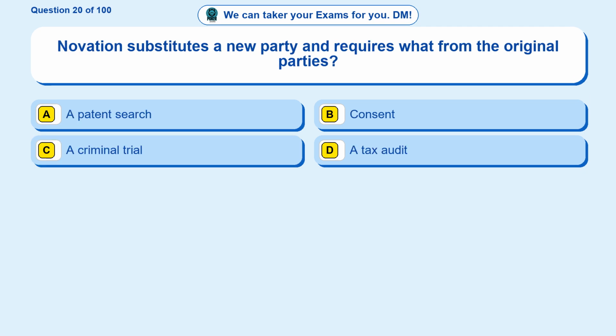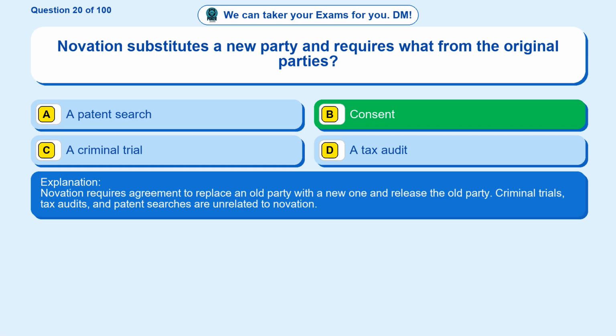Question 20. Novation substitutes a new party and requires what from the original parties? Option A, a patent search. Option B, consent. Option C, a criminal trial. Option D, a tax audit. The correct answer is option B, consent. Novation requires agreement to replace an old party with a new one and release the old party. Criminal trials, tax audits, and patent searches are unrelated to novation.